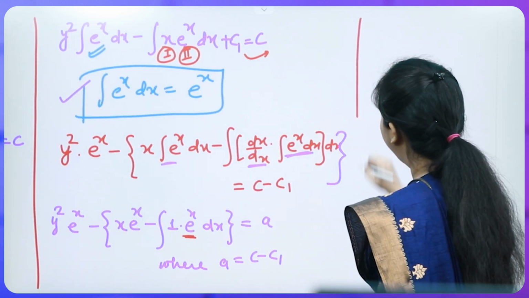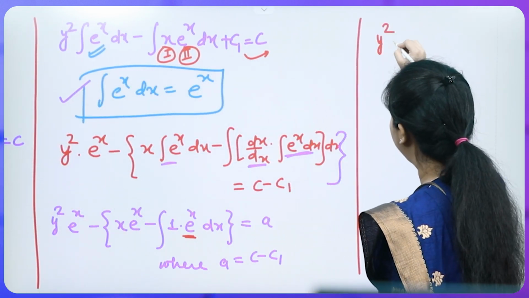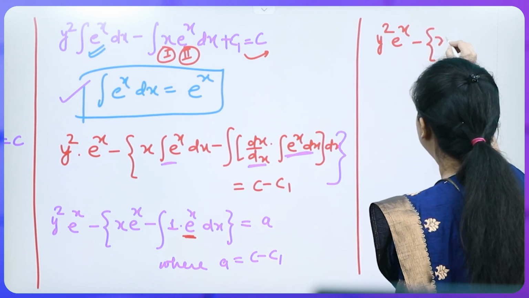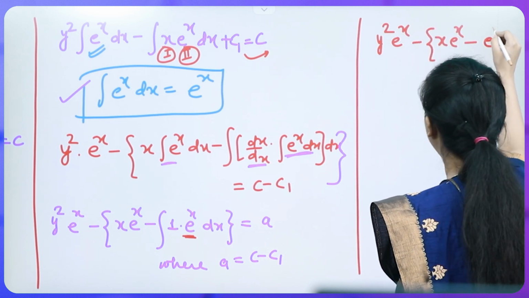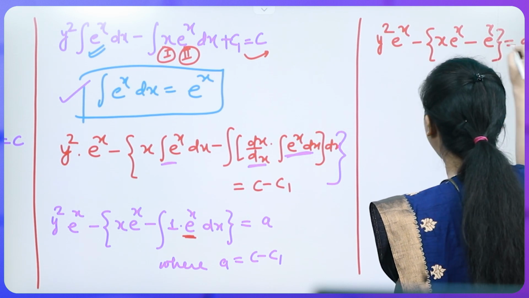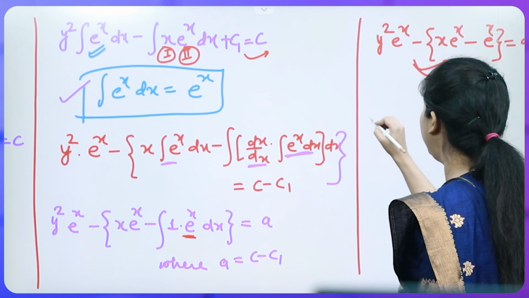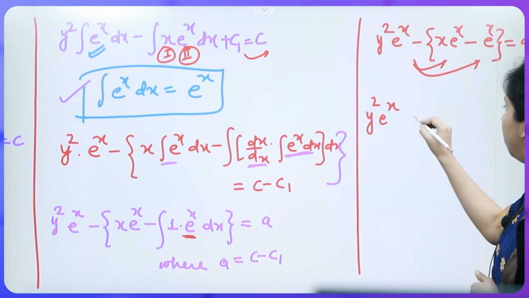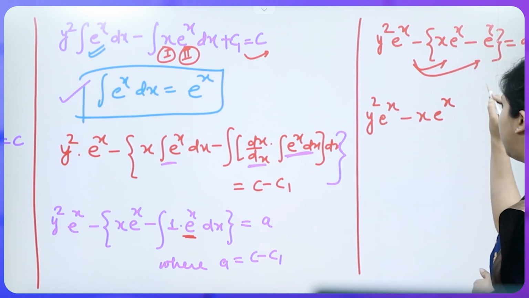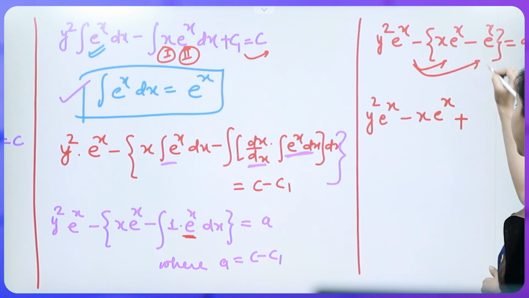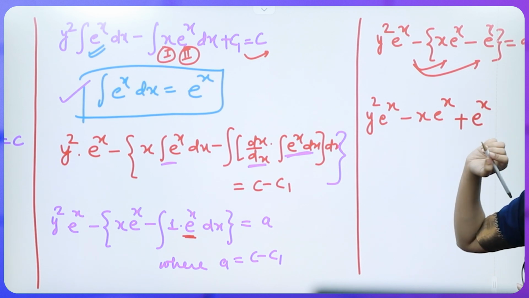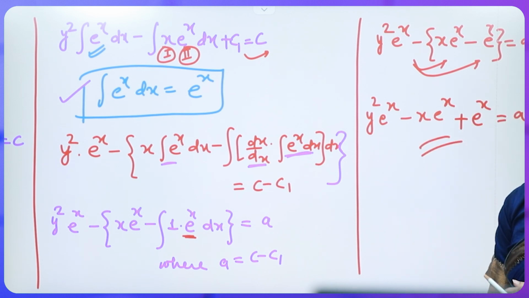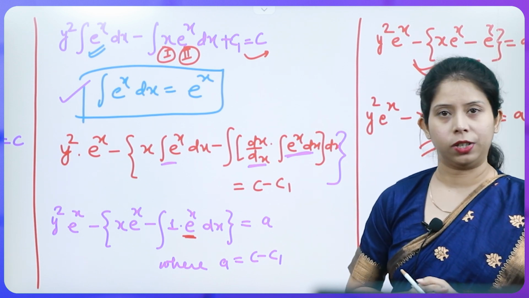So, we have the first term is y square e raised to the power x minus of x e raised to the power x into e raised to the power x is equal to a, multiplying this negative sign within the bracket. So, y square e raised to the power x minus of x e raised to the power x plus, minus and minus will become plus, e raised to the power x is equal to a. So, this is the required solution for the given differential equation.